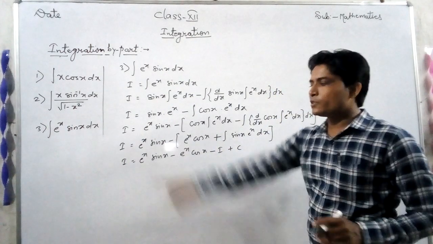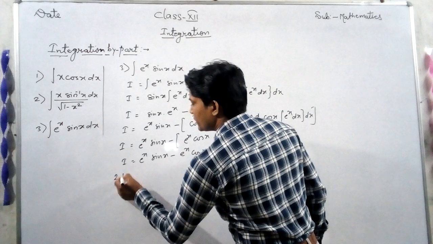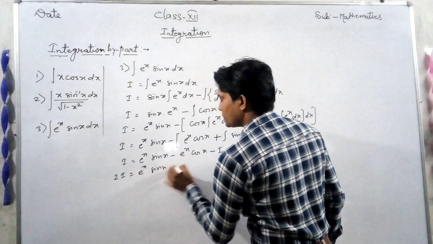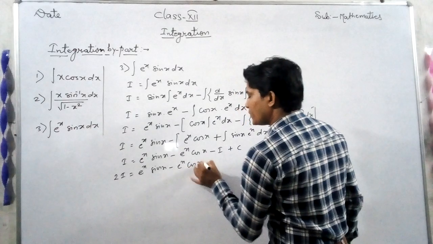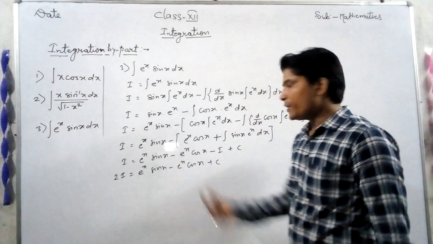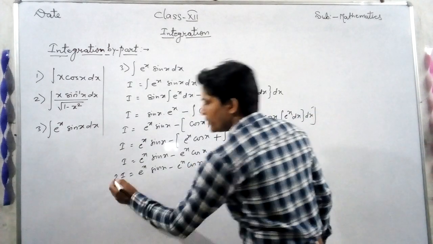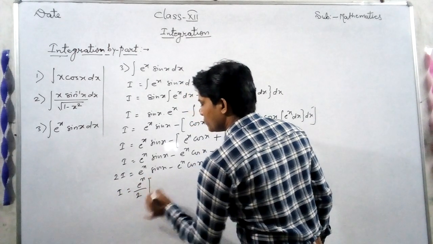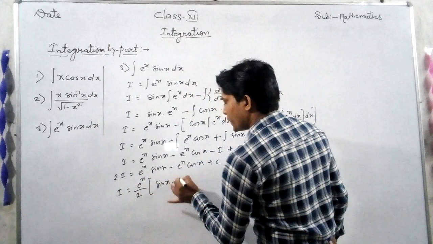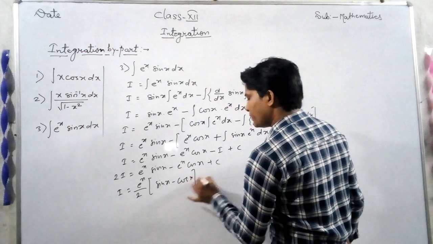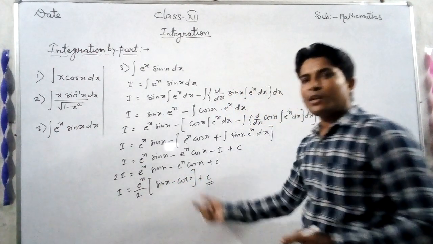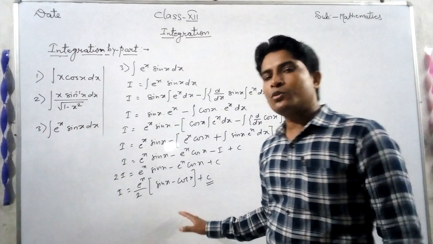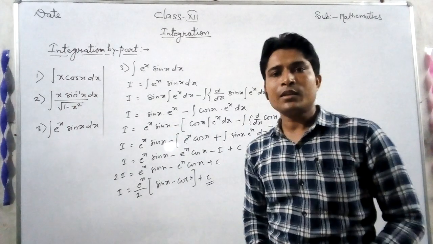This minus I is transferred to the left side, so it becomes 2I equals e to the power x sin x minus e to the power x cos x plus c. If we take e to the power x common and 2 transferred, then it is e to the power x upon 2 times sin x minus cos x plus c. So here is the last step of the answer. Understood? I hope you understood this question clearly. Okay, thank you.